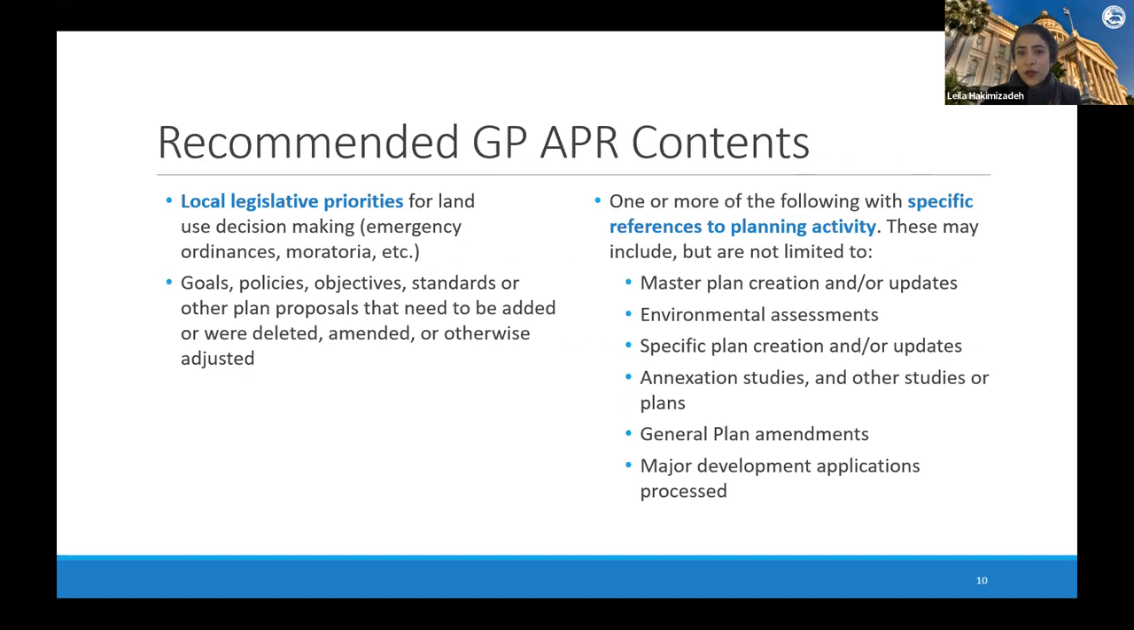Information to prioritize in the GP APR can include legislative priorities and specific references to planning activities, including but not limited to specific plans, neighborhood plan creations, general plan amendments, approval of major development applications, and environmental assessments.